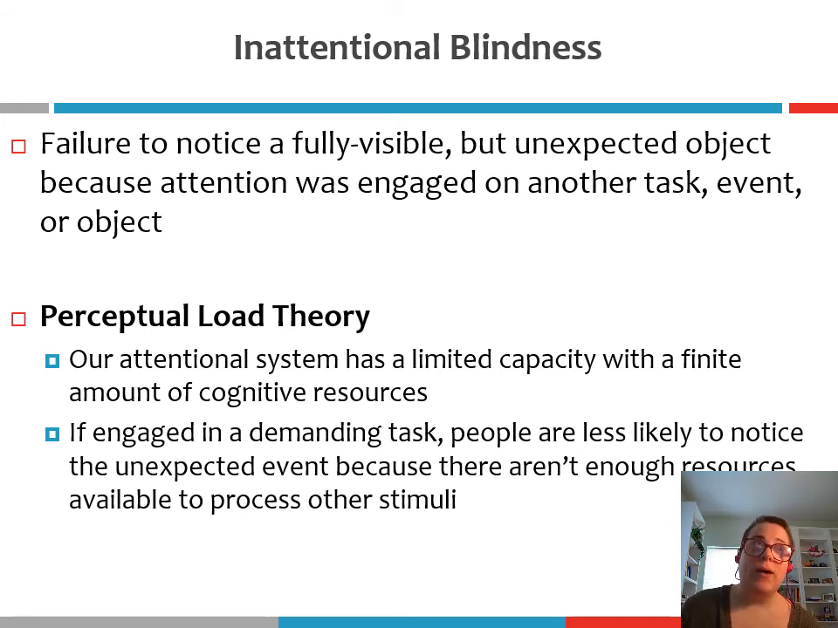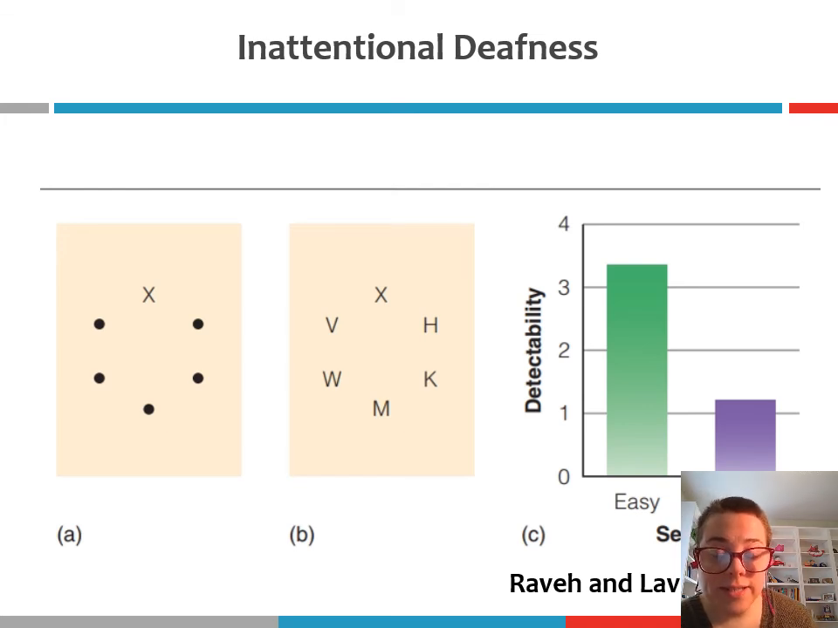Okay, so one final experiment I want to show you is related to inattentional blindness. But instead of looking at people's ability to notice unexpected visual events, this particular experiment was looking at people's ability to perceive unexpected auditory events. Or I guess they weren't unexpected, but they were unrelated to the particular task they were given.